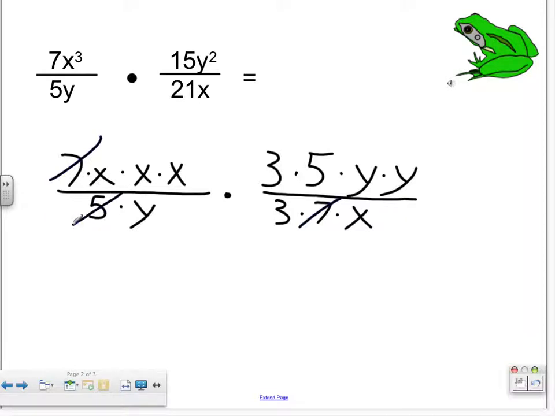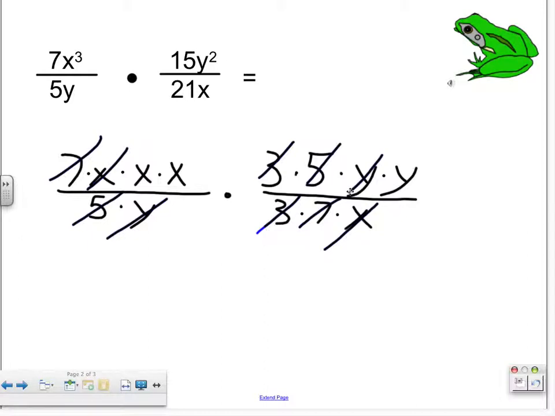I see a 5 and a 5. That goes away. I see a 3 and a 3. That goes away. Isn't this fun? X and X. Y and Y. Okay. Nothing left to cancel because all the things that are left are in the numerator. So there's nothing left in the denominator.